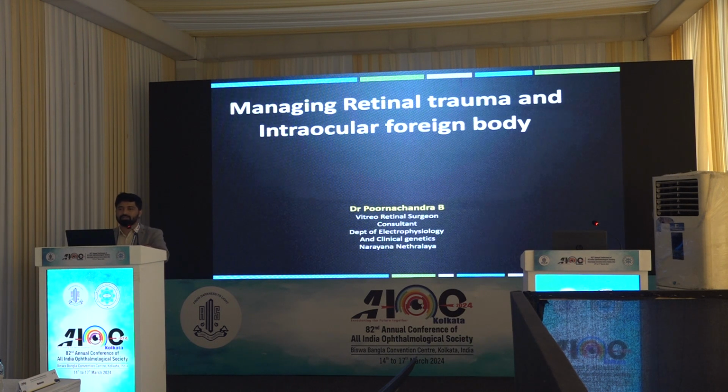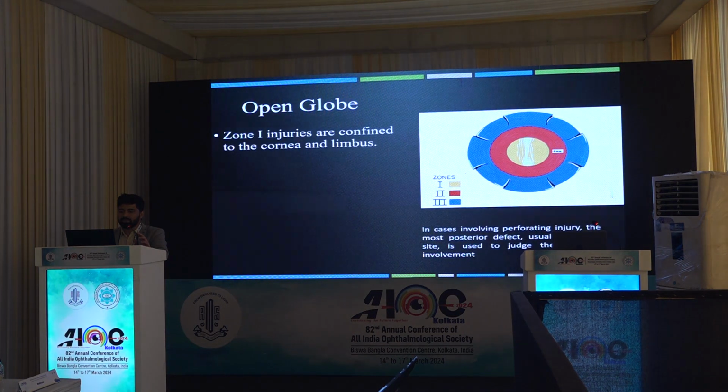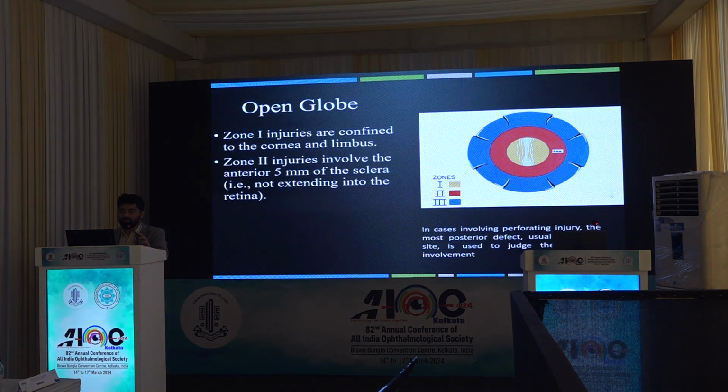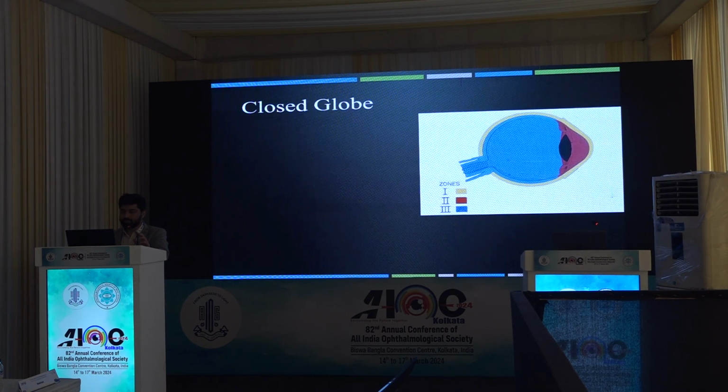of the posterior segment when you people encounter a case of trauma. So in case of an open globe injury, there are different zones which can be involved in a trauma. As long as it is confined to zone 1 and zone 2, as seen in the diagram, it can be handled by an anterior segment surgeon. Once it extends to zone 3, it's always better to involve a retina specialist.